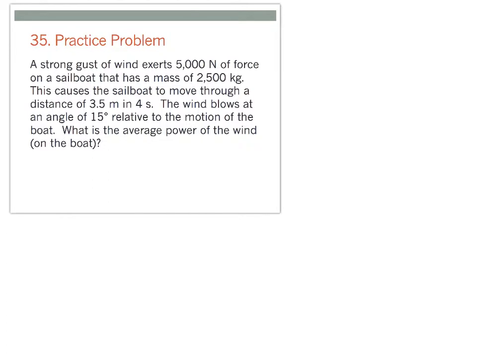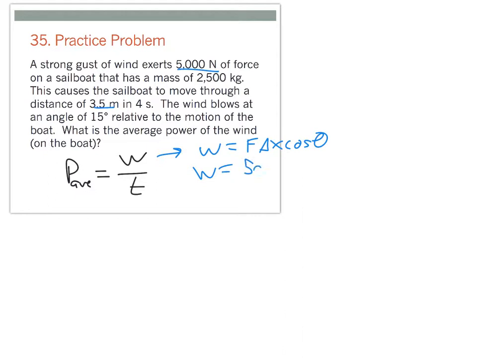Let's do a few math problems with power here. Each time, we're always going to start with the fact that average power is equal to work over time. And what we really want to think about is how we're going to find work in each one of these situations. So in this case, I have a force and I have a displacement, which means that I'm going to find my work by doing F delta x cosine of theta. So I know my force is 5,000, my displacement is 3.5, and the angle here, I'm told, is that the force blows at an angle of 15 degrees relative to the motion of the boat. So that's going to be the angle between the force and the displacement.